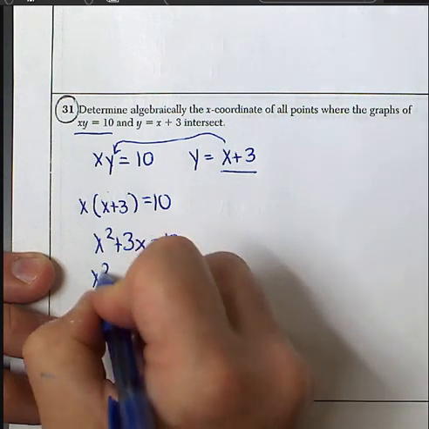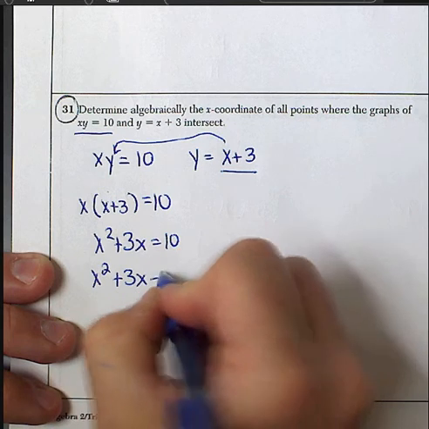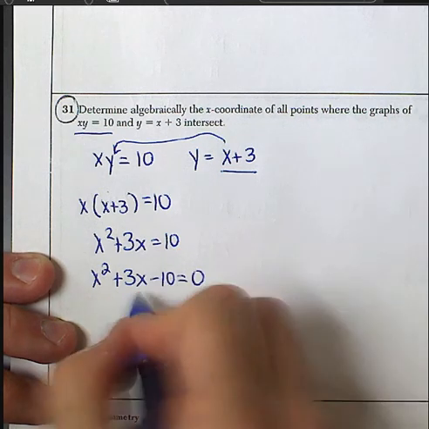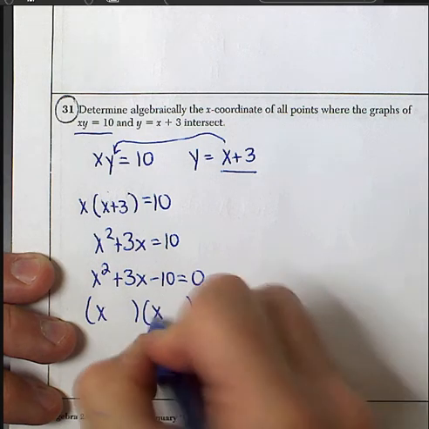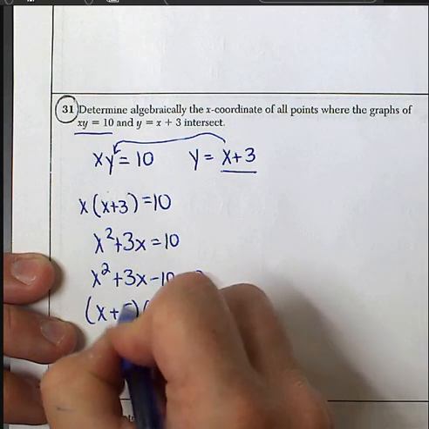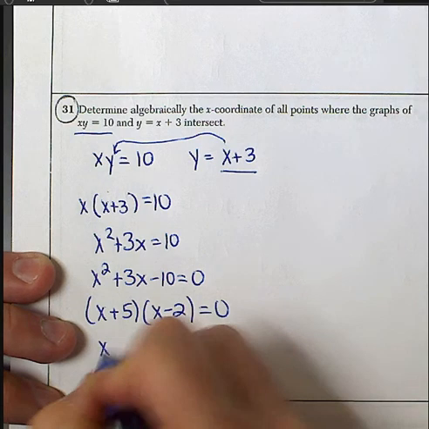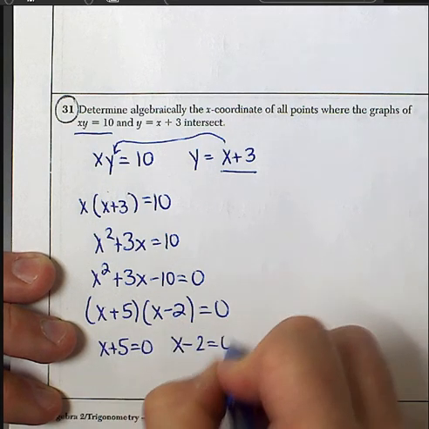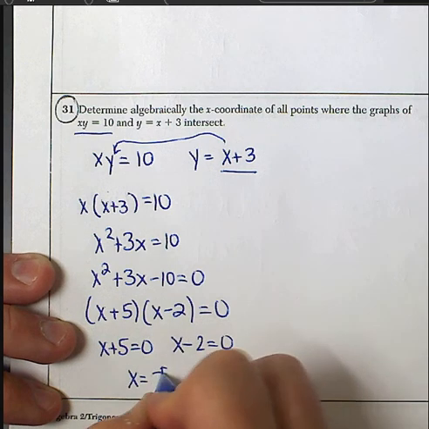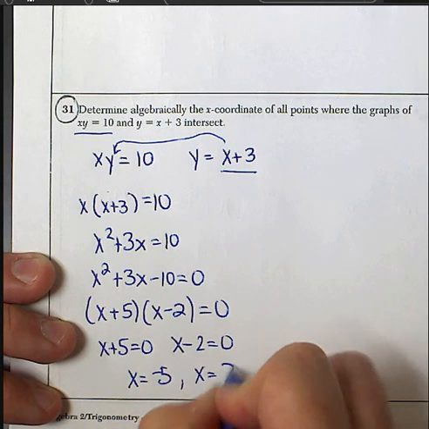I have a quadratic right now, so I've got to get 0 on one side. I can try to factor this. It looks like it's going to be factorable. I'm going to get plus 5 and minus 2. So x plus 5 is equal to 0, and x minus 2 is equal to 0. So x here is going to equal negative 5, and x here is going to be 2.